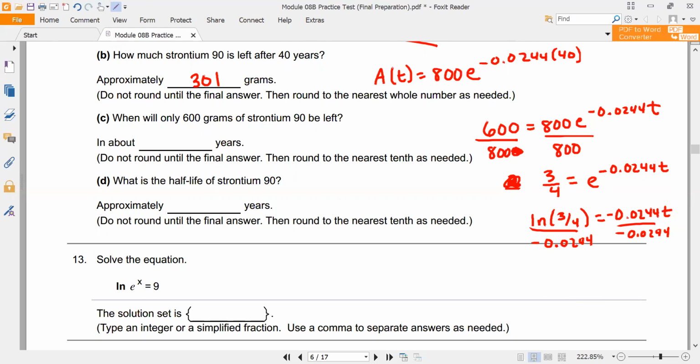Okay, so let's get our calculator out. So 3 divided by 4 is the inside. Natural log divided by negative 0.0244. And that would be 11.8 since they said round to the nearest tenth. So about 11.8 years.